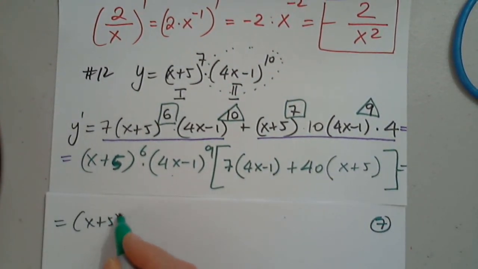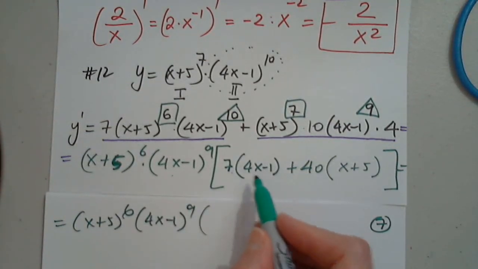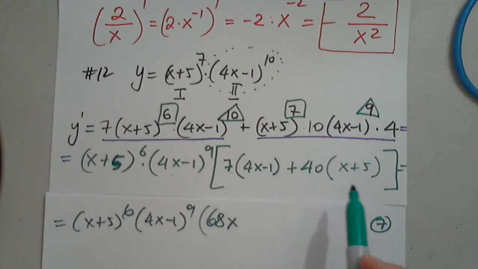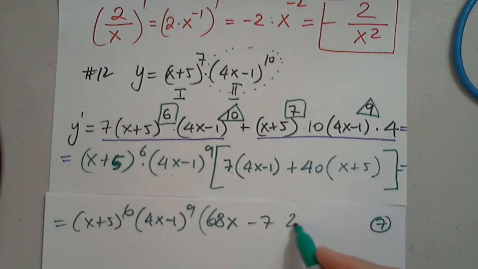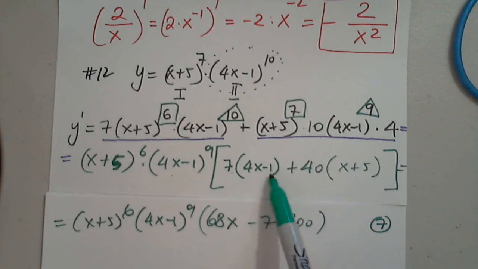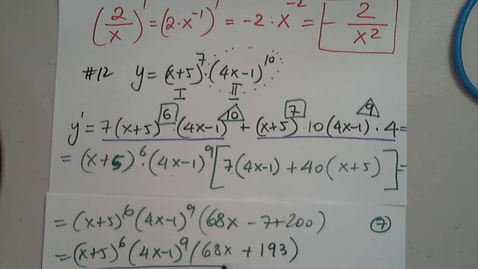So x plus 5 to the 6th, 4x minus 1 to the 9th. Here I have 28x and 40x, 68x. Negative 7 plus 200, I think, plus 200, right? Yes, that's correct, negative 7 and then 200. So I write it one more time. 4x minus 1 to the 9th, and 68x plus 193. 200 minus 7. And this is completely and fully simplified.